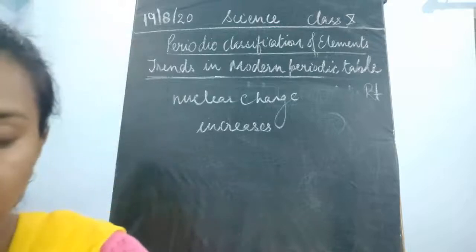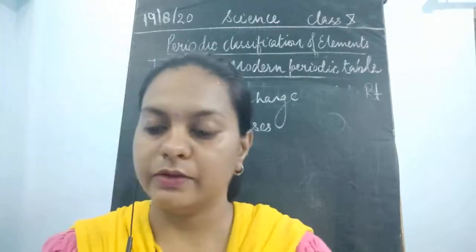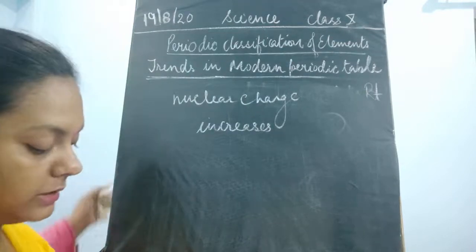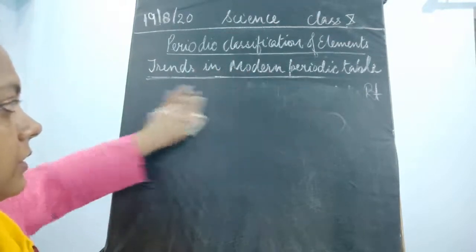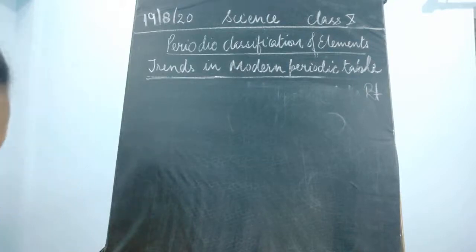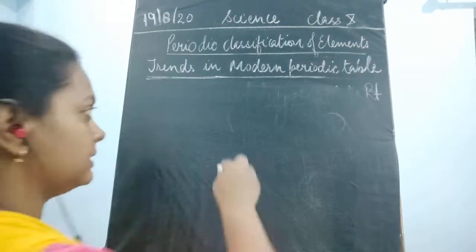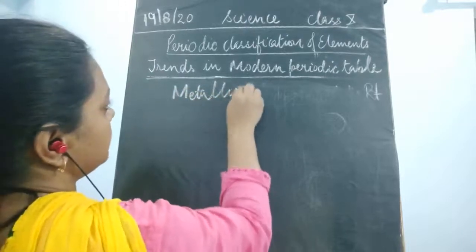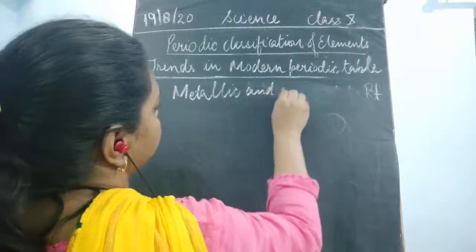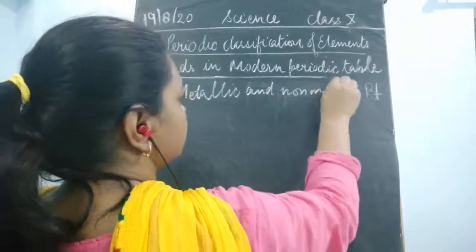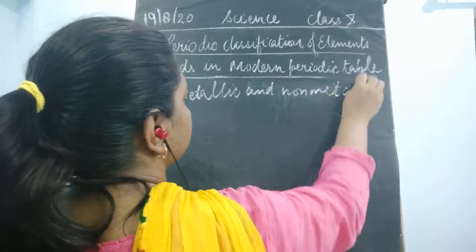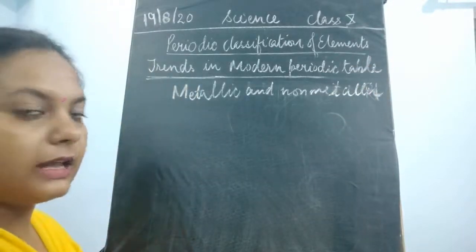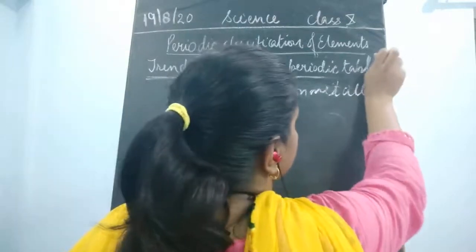Okay. So now next we will discuss the trends. Again we are going to continue the same topic, that is the trends in the modern periodic table. Now we are going to see another trend. What is that? That is the metallic and non-metallic character. Okay, so what is this metallic and non-metallic character? So we'll see this.